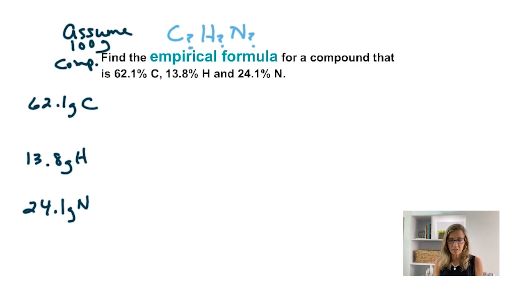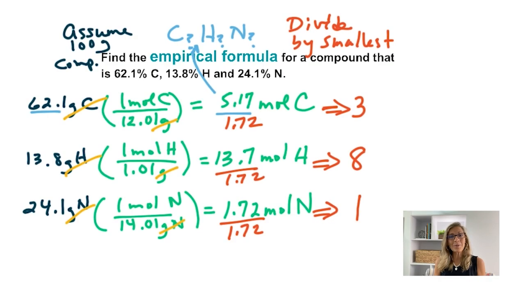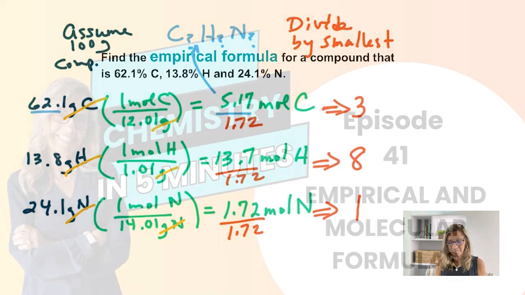So the first step is just get your masses. Now the next step, I want to convert each of these to moles. And guess what those whole numbers are? Those are the subscripts for the formula.